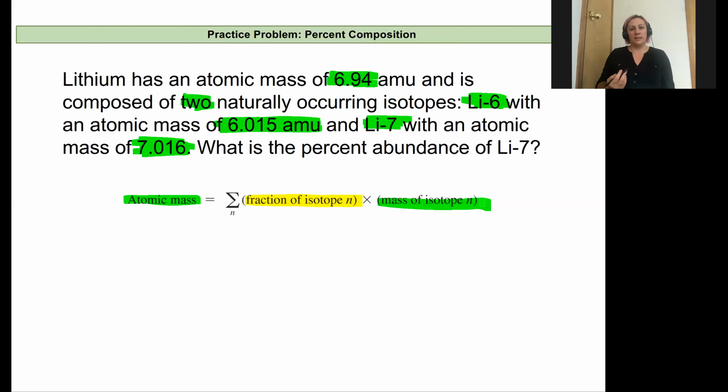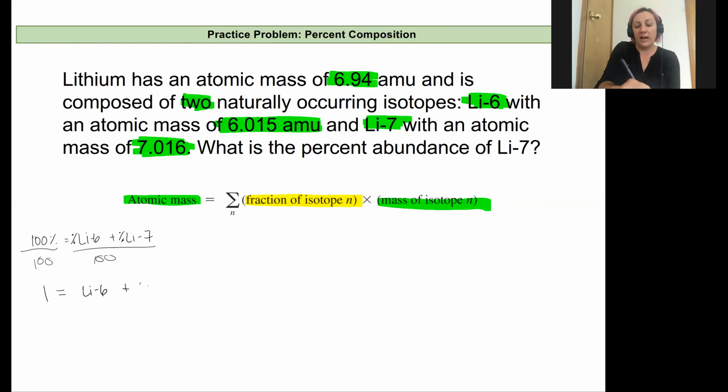So if we were going to write this out, we really need to have two equations. We're told that there's only two naturally occurring isotopes. So that means that 100% of my lithium will equal the percent of lithium-6 plus lithium-7. If I convert these percentages to fractions, I would divide everything by 100. And that would mean that I would have 1 is equal to that percent divided by 100, so that fraction of lithium-6 plus the fraction of lithium-7.